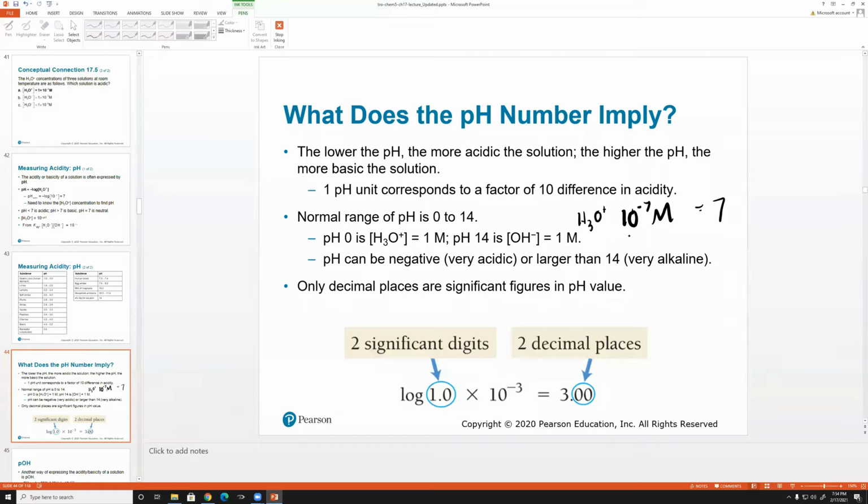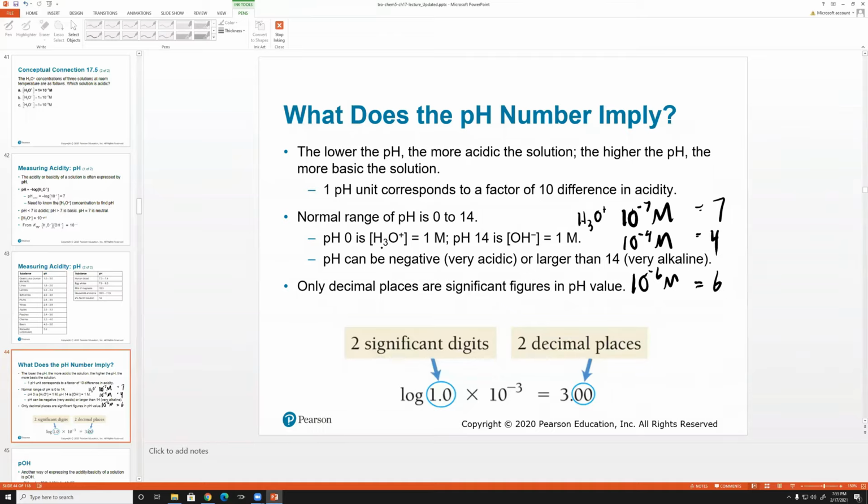For something that is 10 to the negative 4 molar, that's 10 to the third higher. That's 1,000-fold higher. The pH is going to be 4. Or if we just do 10 to the negative 6, it's going to be a factor of 10. The pH is going to be 6 now. So that's a pH unit of 1.